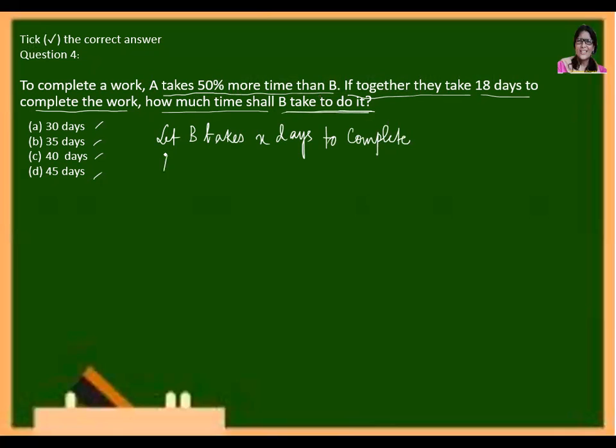Then how much will A take? A will take 50% more. That means if B is 100, then A will be 150. So A will take x into 150 by 100. How much will it be? You can cancel 50 directly, 0, 0 cancel, 5 three times, 5 two times. So 3x by 2 days.